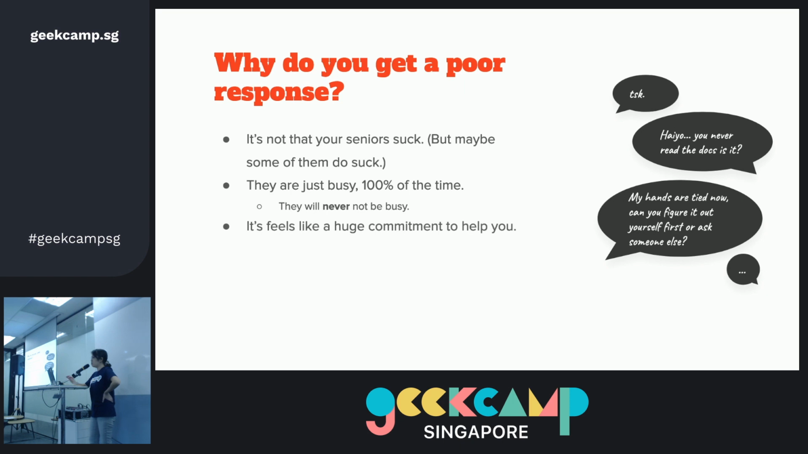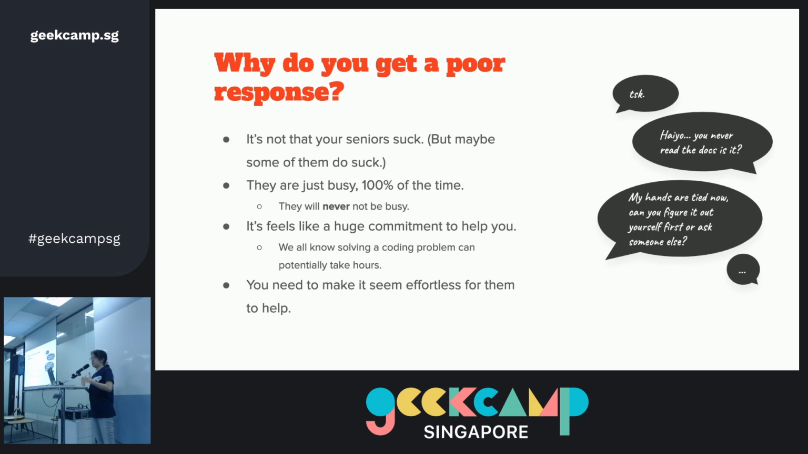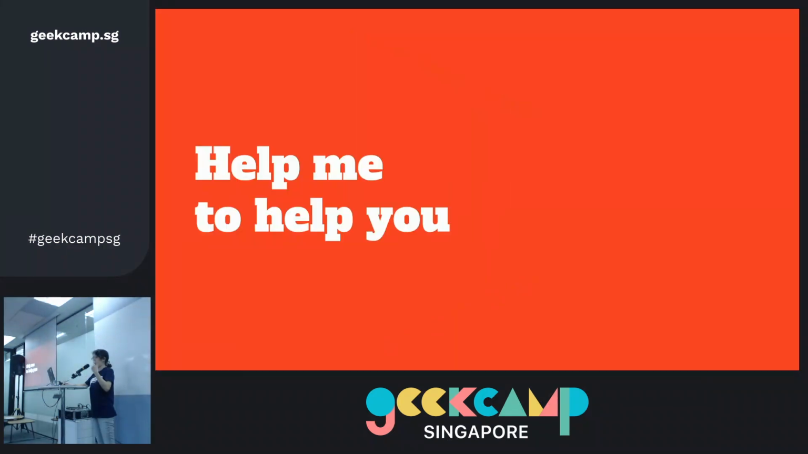Okay, so it feels like a very huge commitment to help you. The reason it feels like such a huge commitment is because solving coding problems takes hours. If I'm going to help you with your coding problem, it might potentially mean that I cannot do my task for half a day. So it's a huge blocker for me myself. So then how do you ask a senior developer to help you? You need to make it seem effortless for them to help, and basically help me to help you.